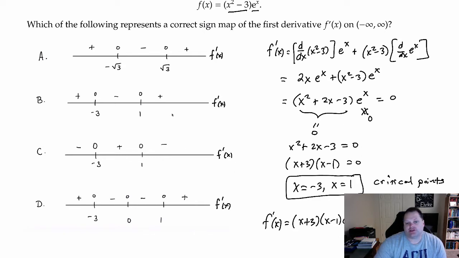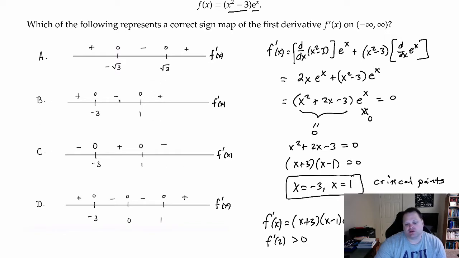So imagine taking a value to the right of 1. So imagine taking 2. If you plug 2 in, 2 plus 3 is 5, so it's positive. All three factors are positive, so the derivative with 2 plugged in is positive. So the point to the right of 1 should be positive in sign. So picking between B and C, B is the correct answer.